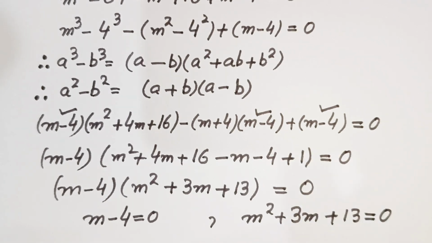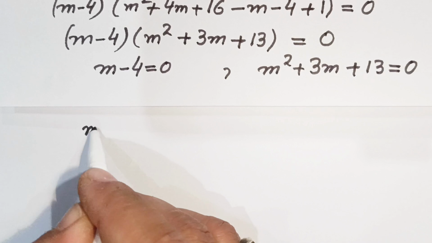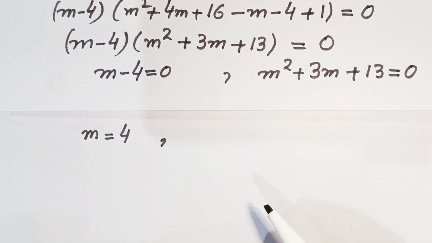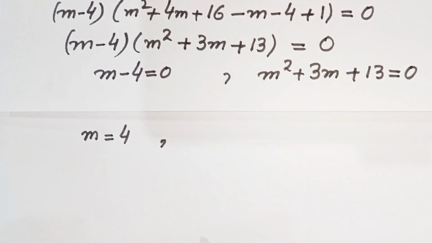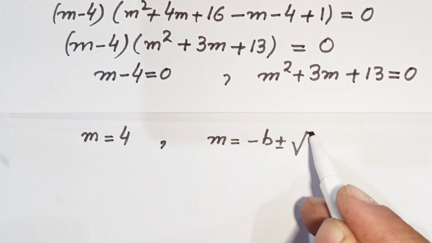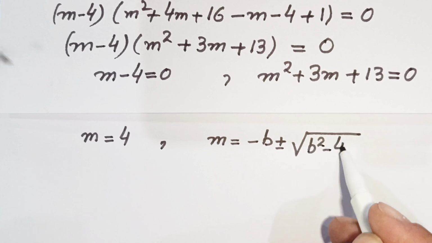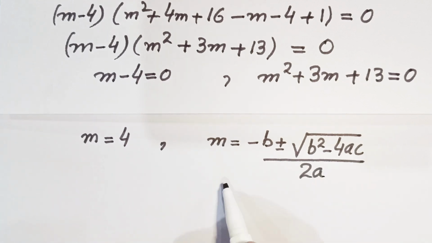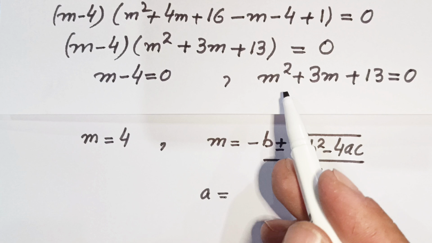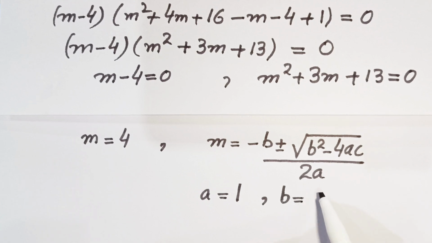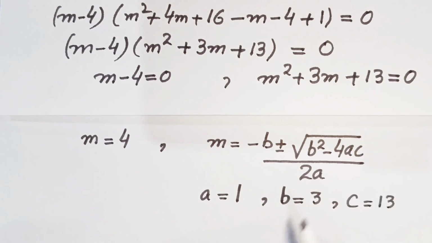Now our next step will be, here we have m is equal to, shifting minus 4, we will get m is equal to 4, and this is a quadratic equation, so we are going to use the quadratic formula, that is m is equal to minus b plus minus square root of b squared minus 4 times a times c all over 2 times a. But here the value of a, which is the coefficient of m squared, is equal to 1, and similarly the coefficient of m is the value of b, which is equal to 3, and c is equal to 13.